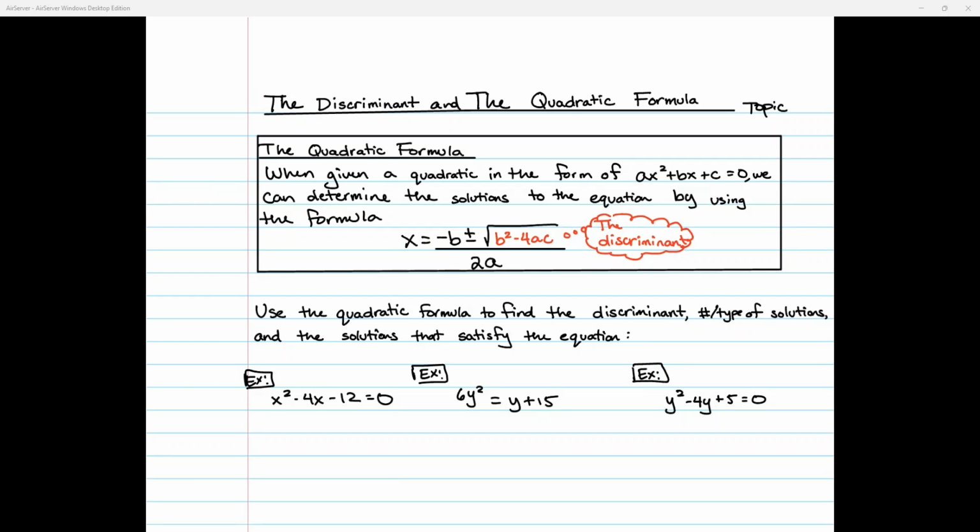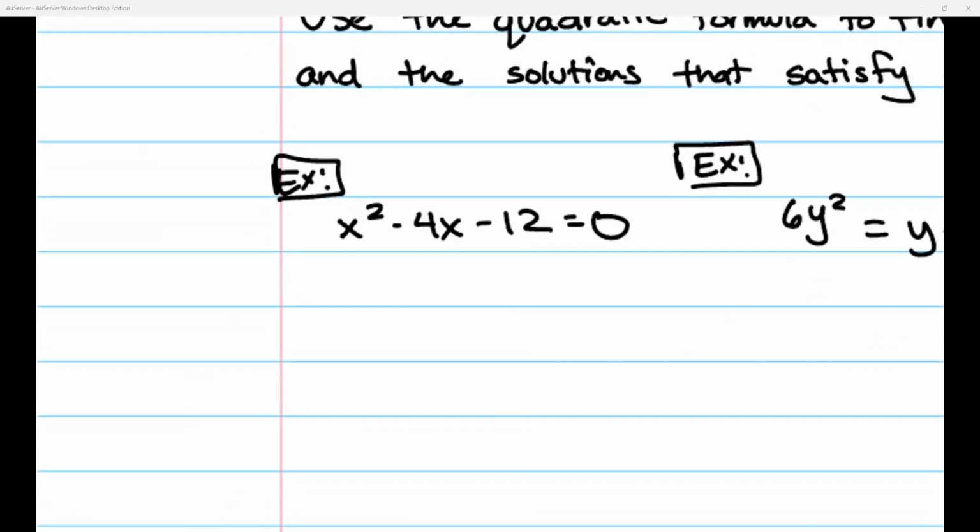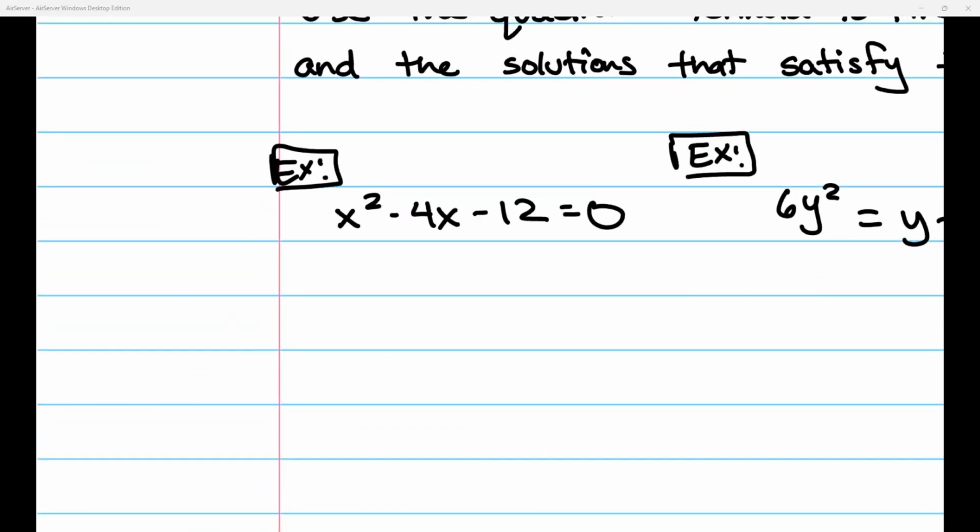It says use the quadratic formula to find the discriminant, the number and types of solutions, and the solutions that satisfy the equation. So I'm just going to jump in and get started. There are some problems that you could actually solve by factoring. I'm not going to do that today because I want to push the quadratic formula. Okay, so could you solve this by factoring? Yes, but I want to show the formula in all its glory, so we're going to do that.